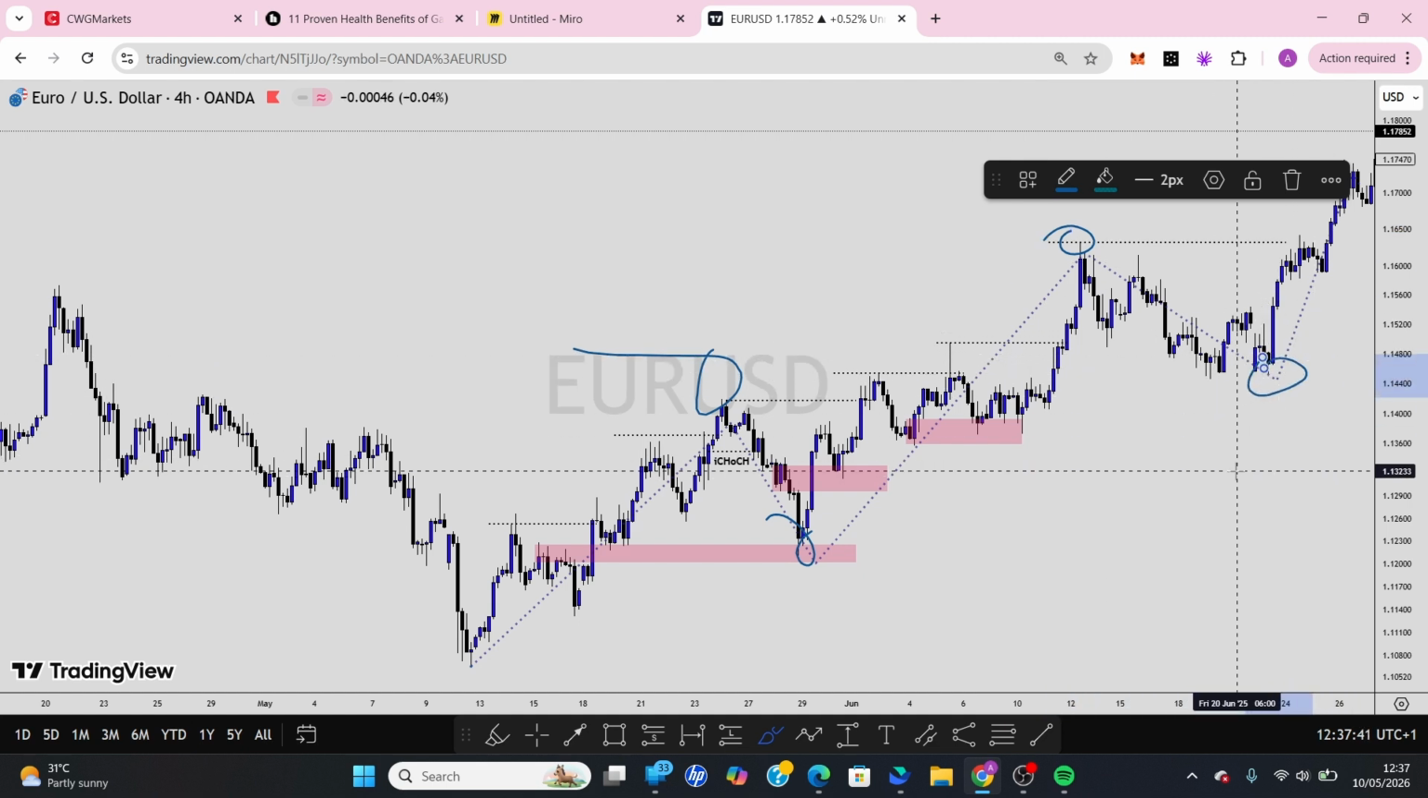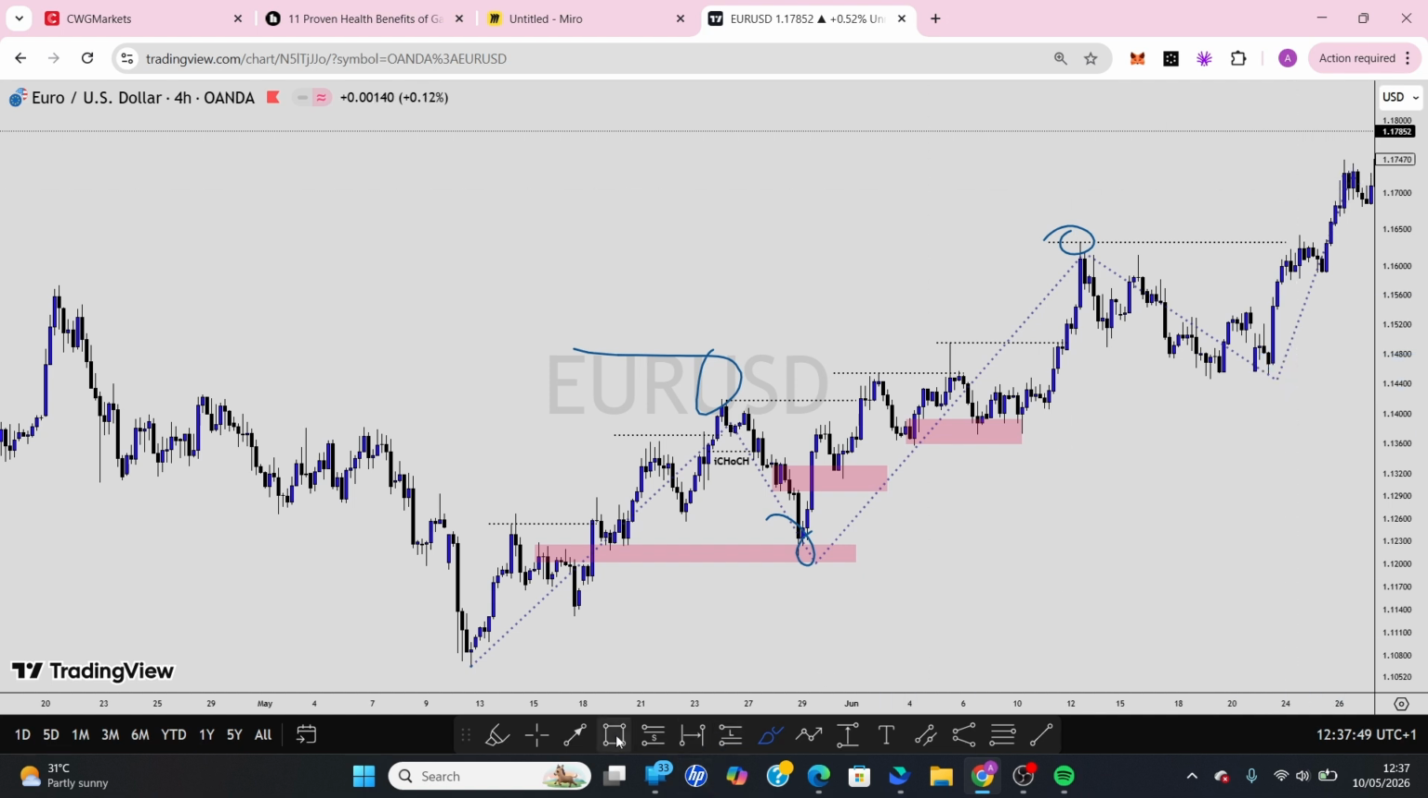But within this structure, you can equally find another internal structure there. And this internal structure is located around this place. Let me show you real quick. Look at what the market did. The moment the market reached this level, it had an internal change of character, right? This is the internal change of character right here. Let me mark it for you guys so that you can see it very well.